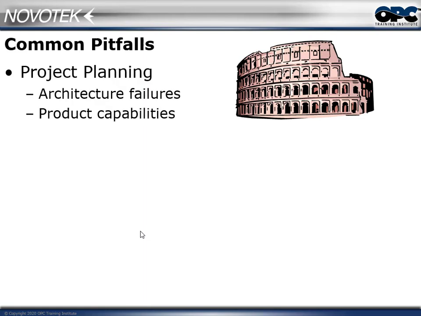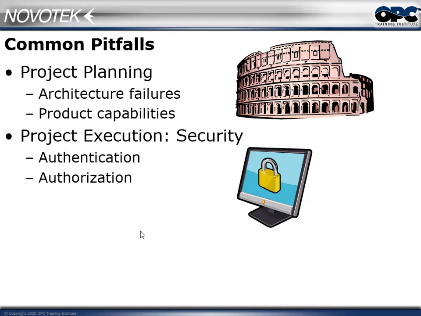Now, what are the pitfalls that people typically have? Well, the first one is the project planning, where they have the wrong architecture, trying to connect server to server, client to client, getting information they can't necessarily get. For example, trying to get very high-speed timestamps from connections using Modbus, not particularly good. So they have architectural failures and product capability problems. They're buying applications that don't necessarily have the capabilities that they actually need for their project.